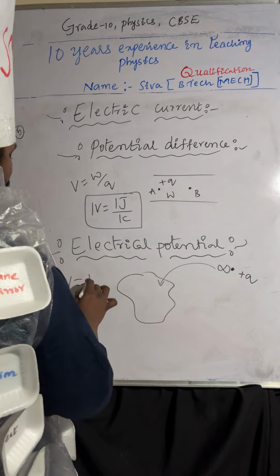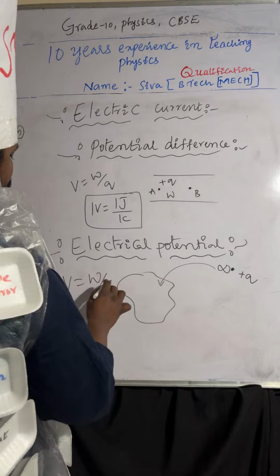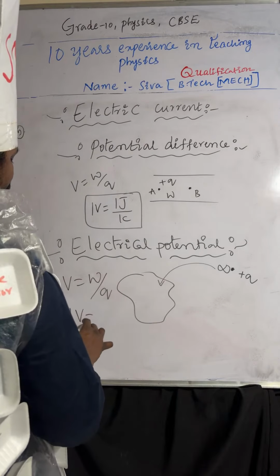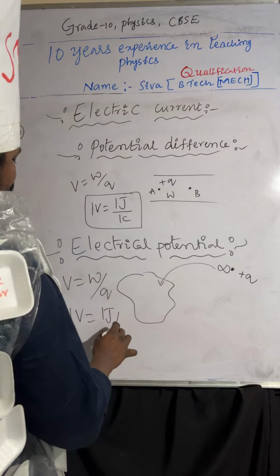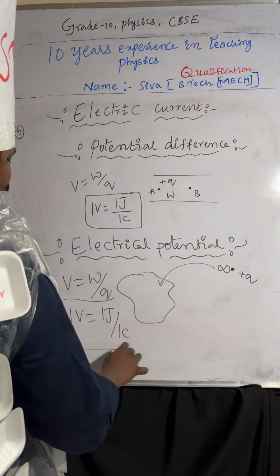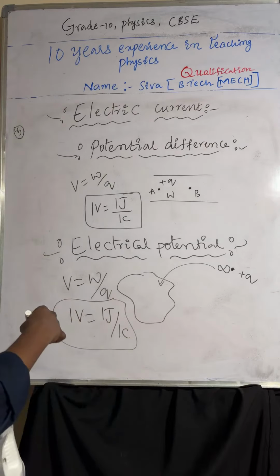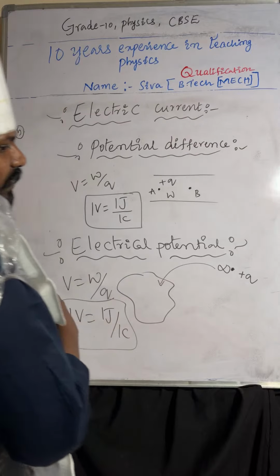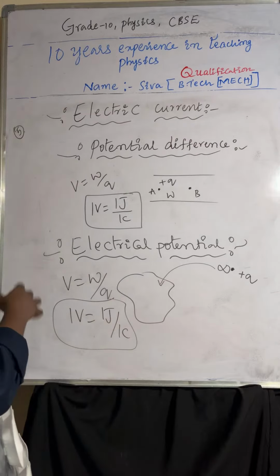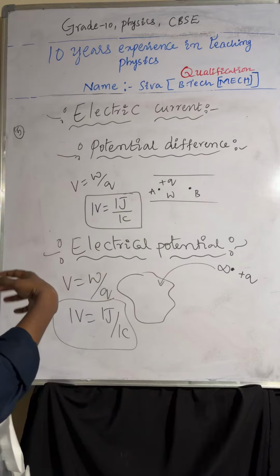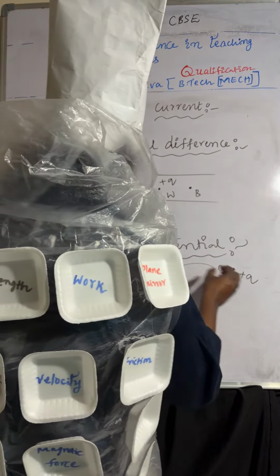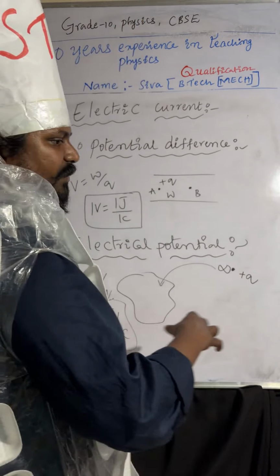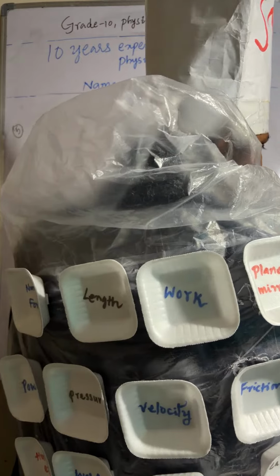So V equal to W by Q. 1 volt is defined as 1 joule of work is done to bring 1 coulomb of charge from one point to another point within the conductor, which is called potential difference. Electrical potential is nothing but work done to bring unit positive charge from infinity to the required field. Okay, I hope it is very clear.